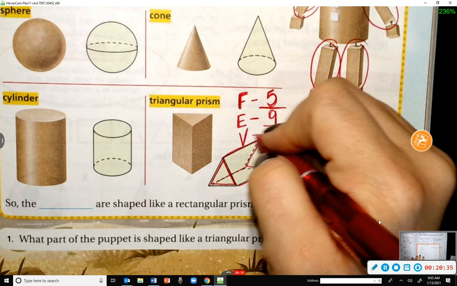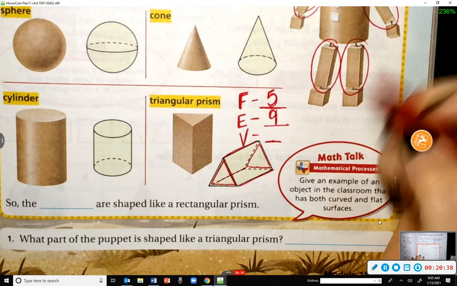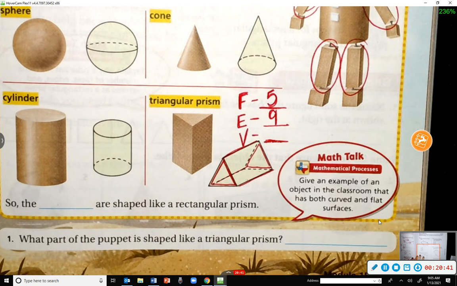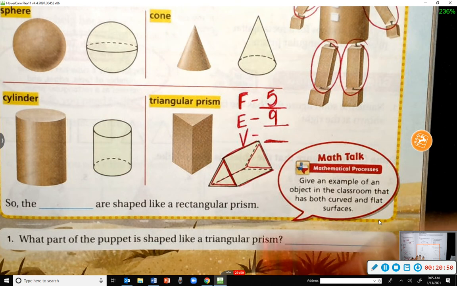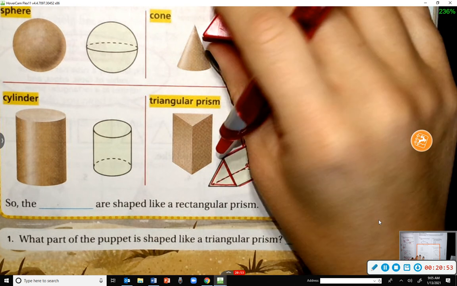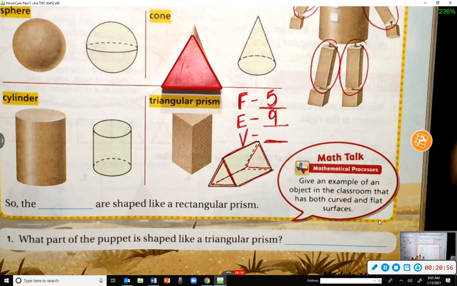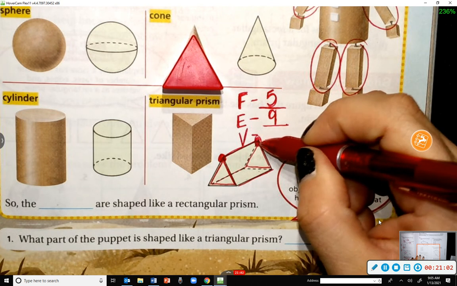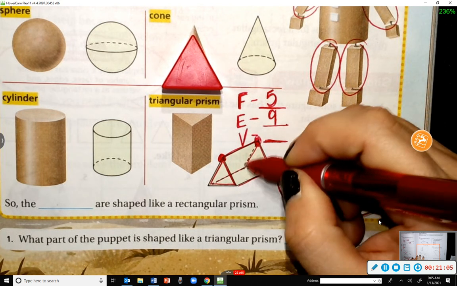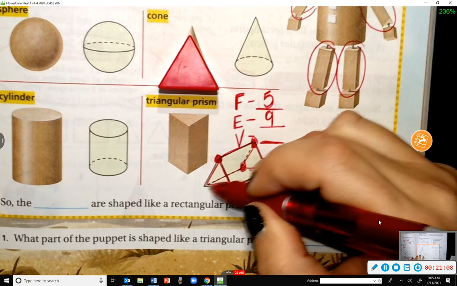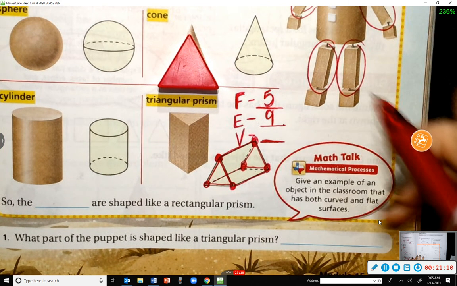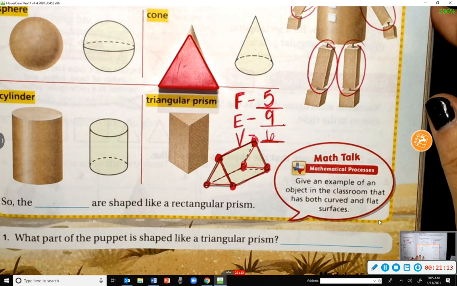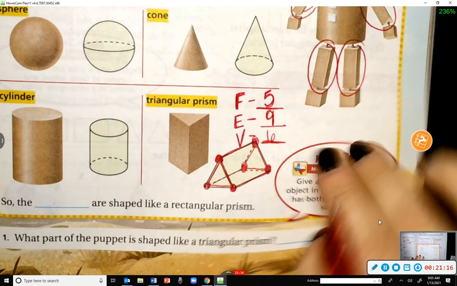Vertices. Vertices, we would count the corners. Evangeline? 6. So if I'm going to do it on paper, if I didn't have this shape here to help me, I would just take my pencil and make a dot in the corners. 1, 2, 3, 4, 5, 6. 6 vertices. Okay? Alright, flip the page.